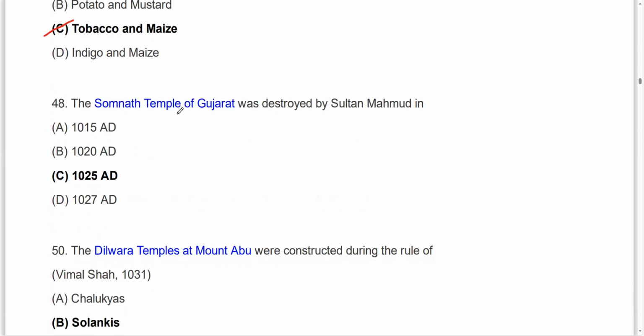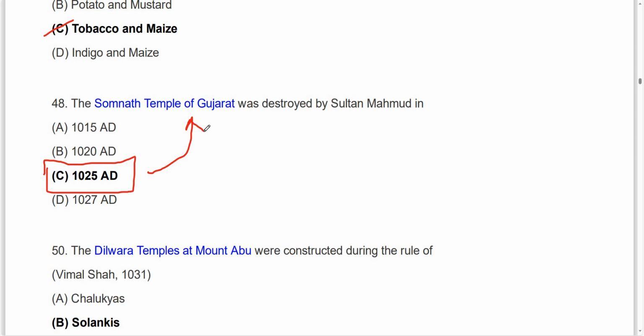Moving on to the next, the Somnath temple of Gujarat was destroyed by Sultan Mahmud in 1025 AD.